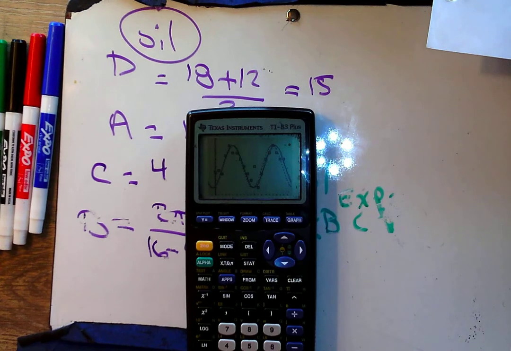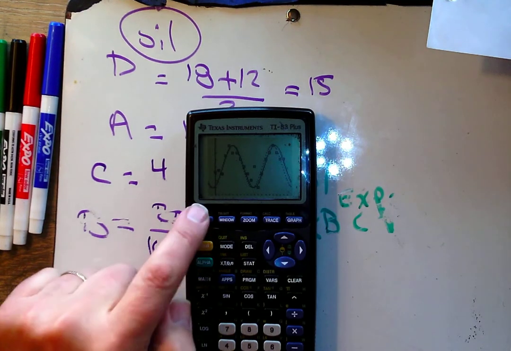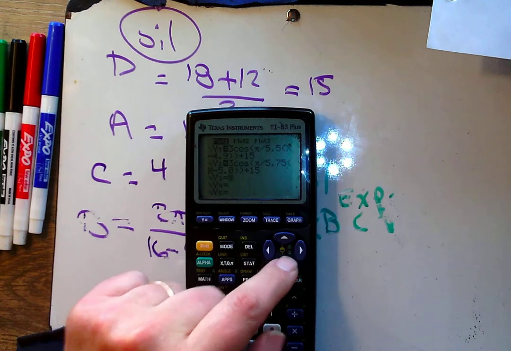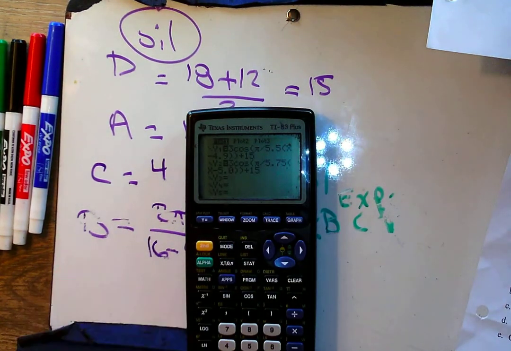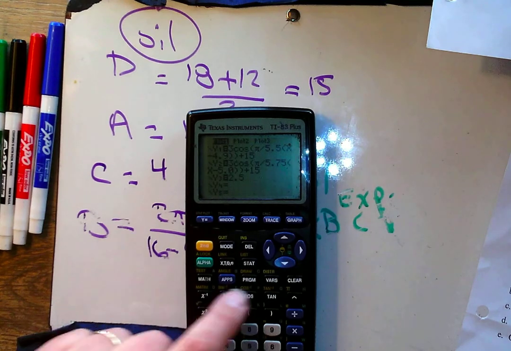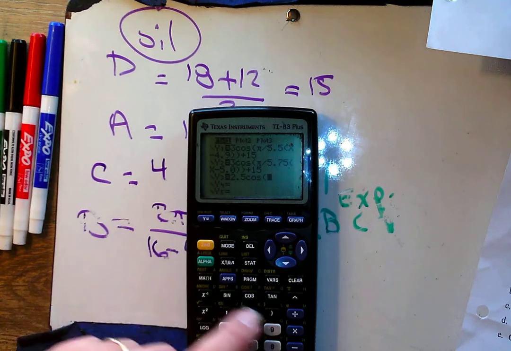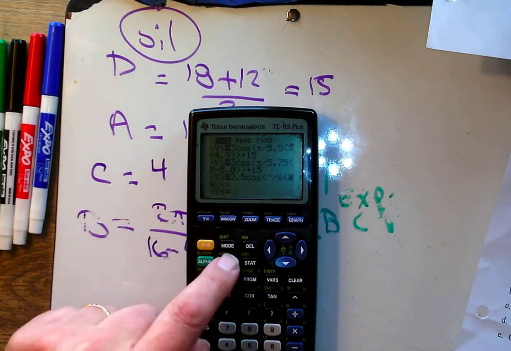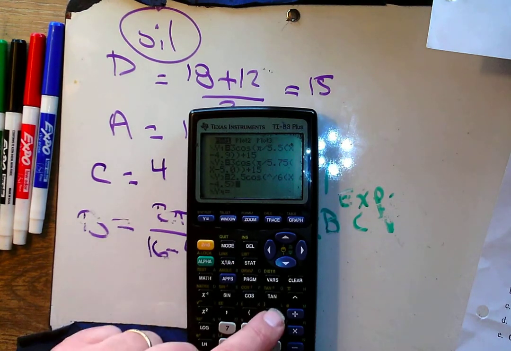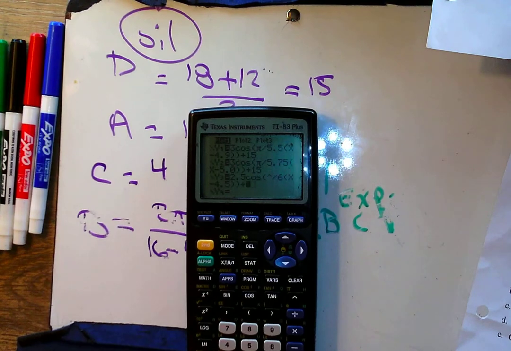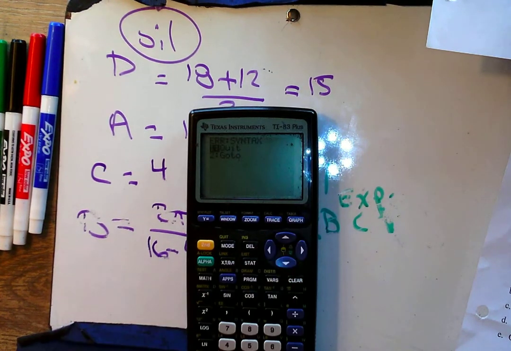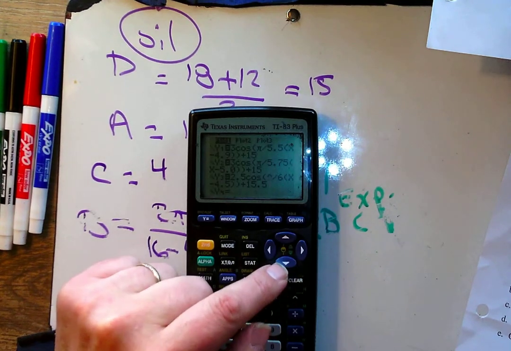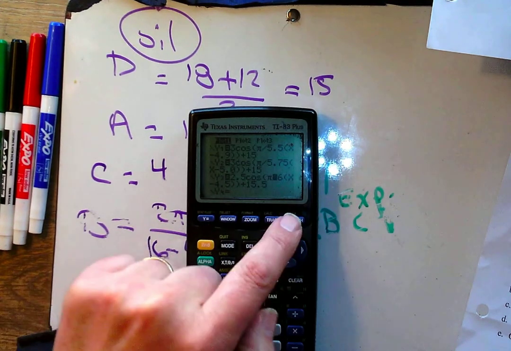I don't know. And this was the one I had written down in my notes from last year. Let's see what we think about this one. I had 2.5 cosine pi divided by 6, x minus 4.5, plus 15.5. Wow, a bunch of different values. Oops, that's supposed to be a pi. There we go.